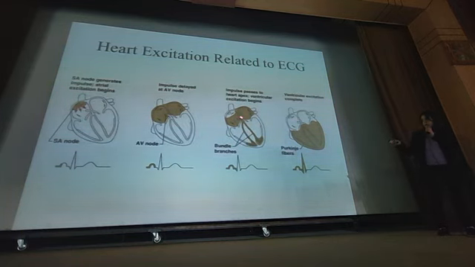The left to right conduction reaches the Purkinje fibers in the ventricular muscle. Then from the Purkinje fibers, the signal reaches the base of the heart and causes these changes.